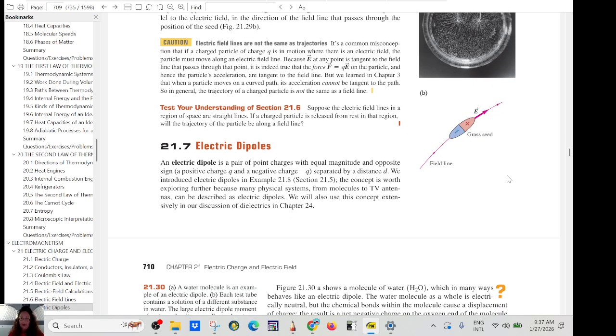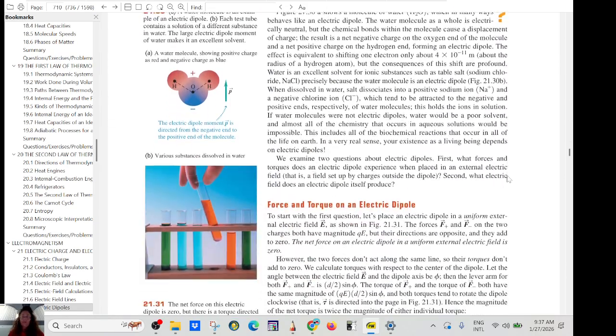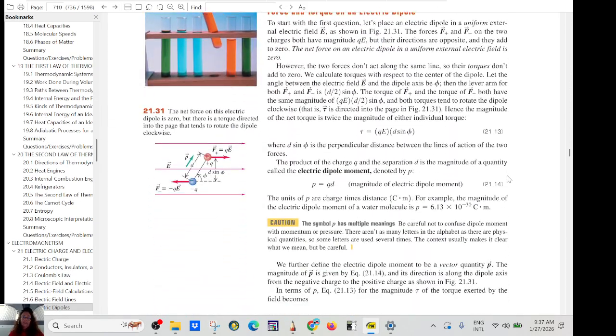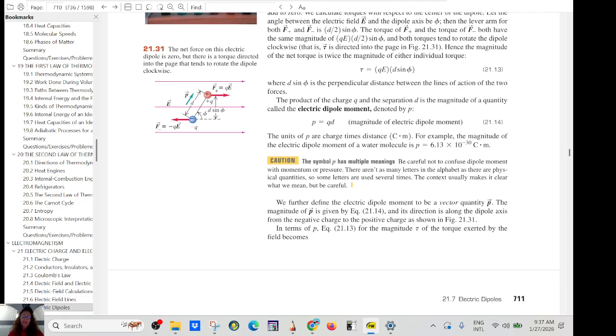Okay, and what else? So I'm going to go down. It's a very, very nice textbook. So you see here, if you have a dipole here, plus wants to go with the electric field, minus wants to go against the electric field. This is your vector, the dipole moment, and it wants to align itself with the electric field.